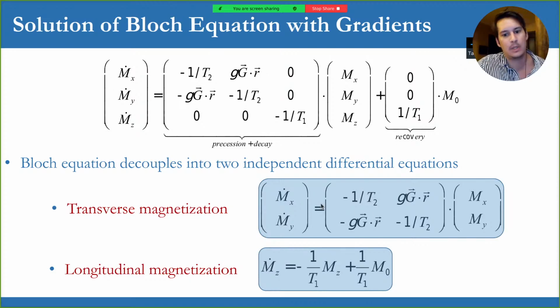And this is what I meant when I said that the T1 and T2 are independent, because when you solve the equations, you basically arrive at the conclusion that the Mz component of the magnetization does not depend on Mx or My, and you have an equation that is completely independent of the transverse magnetization. And the T2 decay and the precession here is not affected by the changes in the Mz, or the longitudinal magnetization.